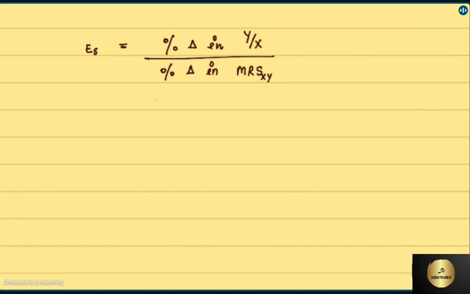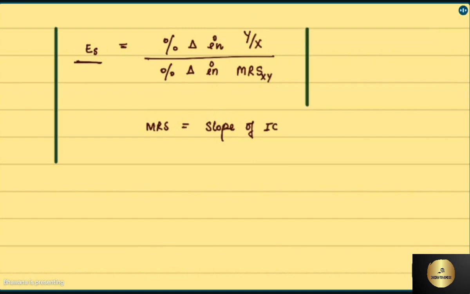Your MRS represents the slope of your IC. So as a result of a change in the slope of IC, how this change will affect the ratio between good y and good x is depicted by the elasticity of substitution, ES.